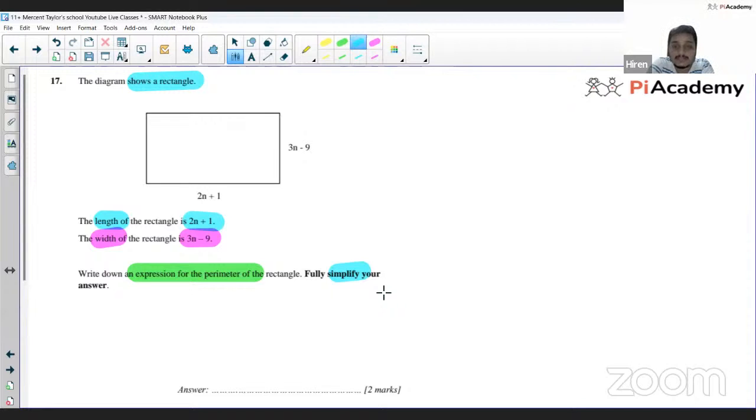So yes, everyone, please try to do this question. You have 1 minute to solve this question. If you are able to solve it correctly, then you will get 2 marks. We have to simplify it fully, okay? So you need to combine the like terms and then tell me the final answer.